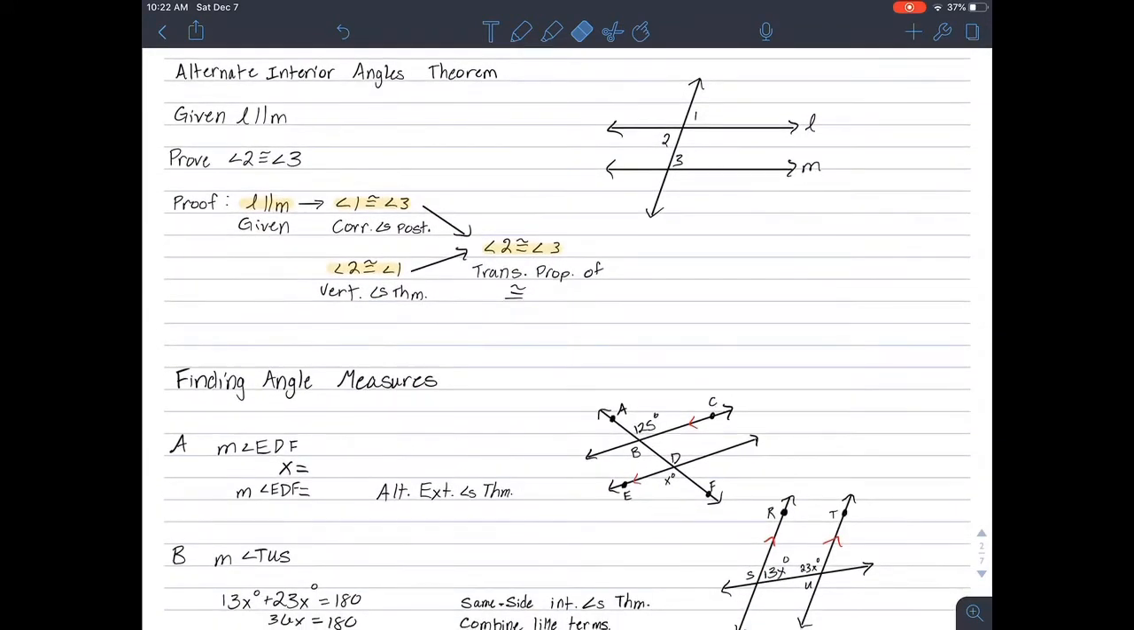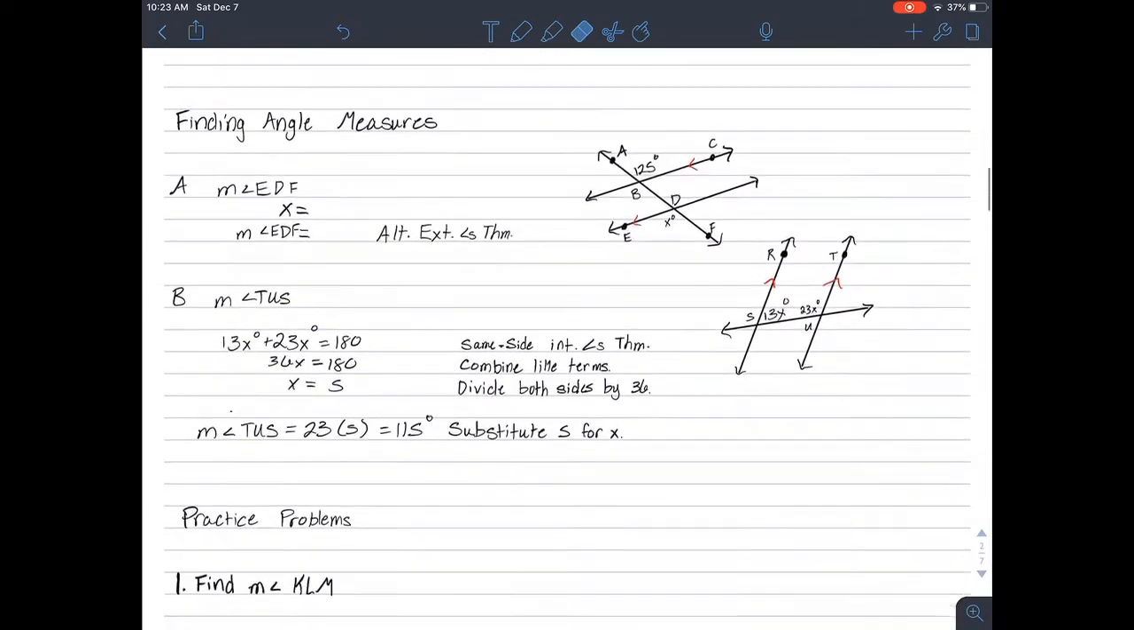Here's the alternate interior angles theorem shown with a proof. Our given is that L and M are parallel. Next we see that angle 1 and angle 3 are congruent according to the corresponding angles postulate. Then we see that angle 2 and angle 1 are congruent according to the vertical angles theorem. This all goes to show that angle 2 and angle 3 are congruent according to the transitive property of congruency.